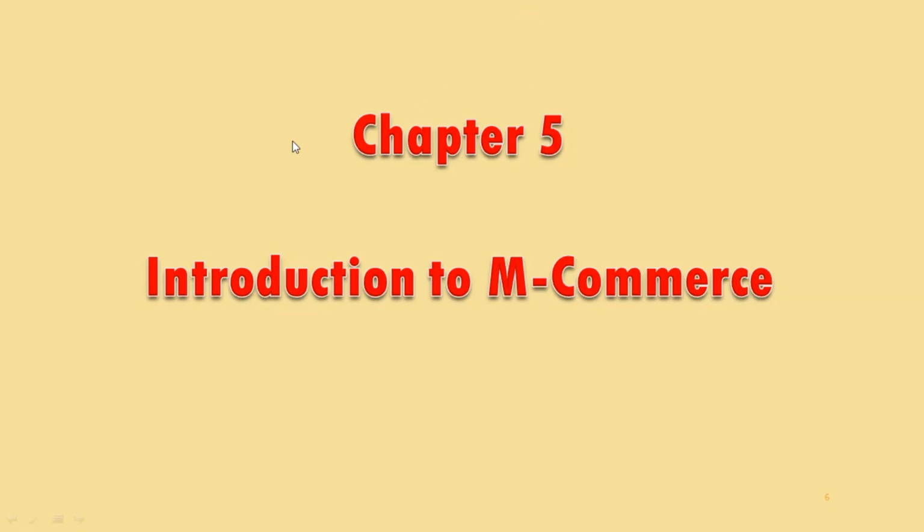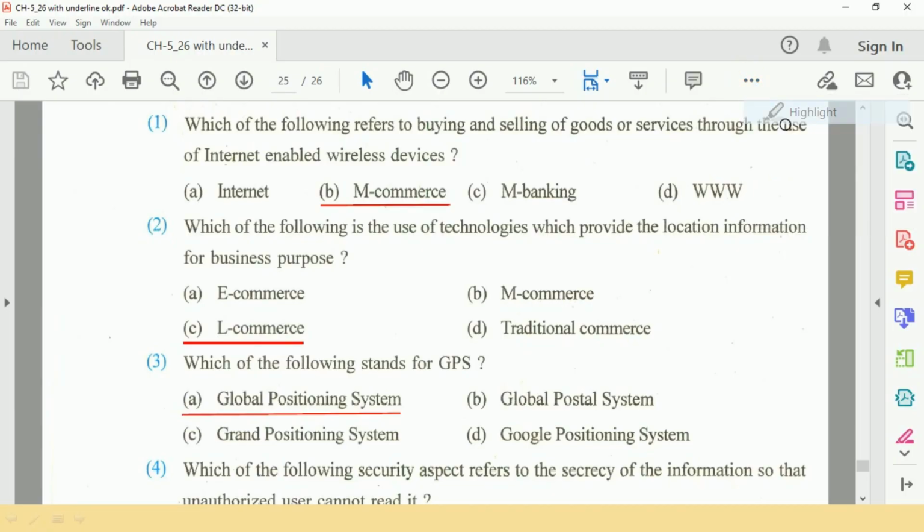Okay. Chapter number 5 is Introduction to M-commerce. Let's start the chapter. The first question is, which of the following refers to buying and selling of goods or services through the use of internet-enabled wireless devices? So our answer is B, M-commerce. Question number 2 is, which of the following is the use of technologies which provide local information for business purposes? That is M-commerce, C option.